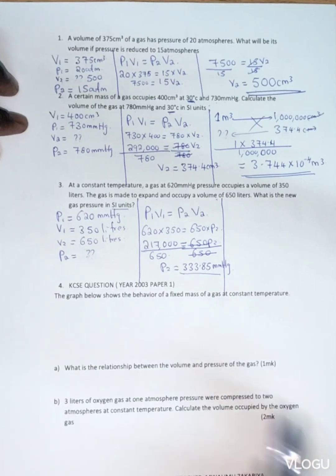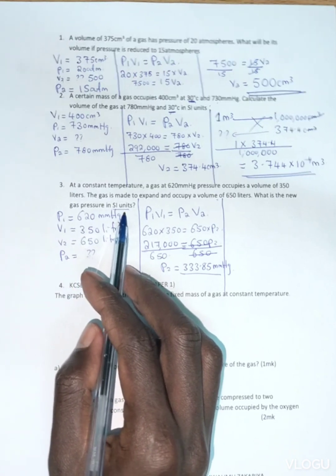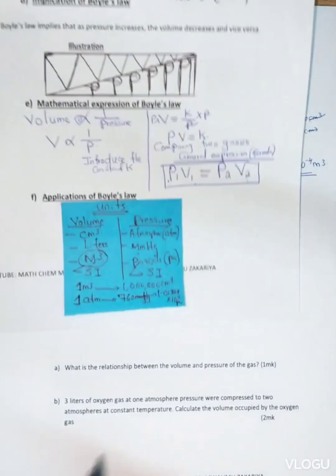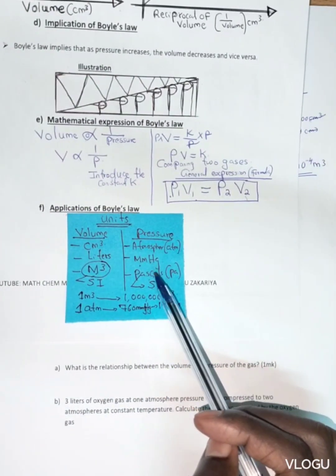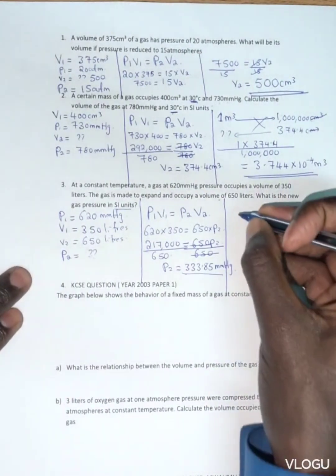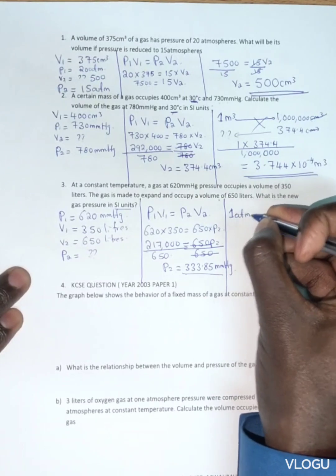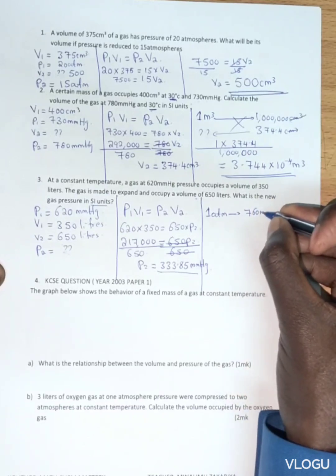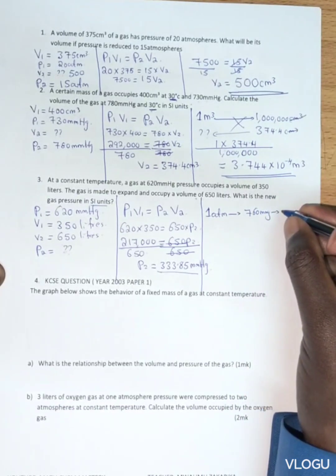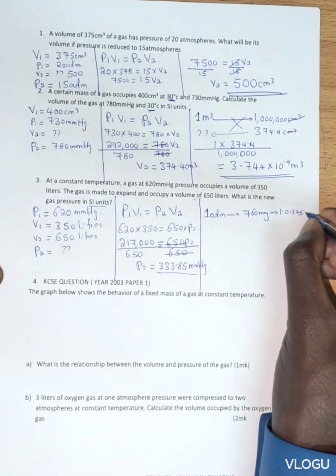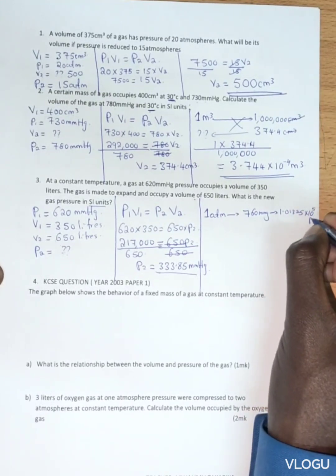But the question doesn't end there. Write the pressure in SI units. So let's convert now to the SI unit of pressure. Do you remember the units for pressure we have discussed? We have atmosphere, millimeter mercury, and Pascal. So the SI unit of pressure is Pascal. So how do we convert the three pressures? Always we said 1 atmosphere is equal to 760 millimeter mercury, which is equal to 1.01325 times 10 power 5 Pascal.